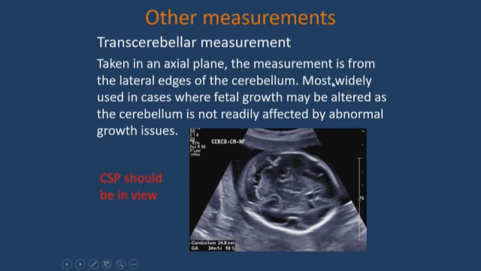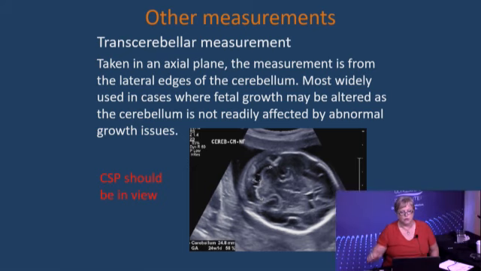So other measurements that we look at is the transcerebellar measurement. So this is from your biparietal diameter. Now you're just tilting the transducer towards the posterior fossa of the baby. So it's not much of a movement, it's just a little tilt of your transducer. So it's again taken in the axial plane. We want to look from the lateral edges of the cerebellum here. And this is going to correlate pretty much with gestational age up until about 24 weeks. The cerebellum in millimeters will correlate to what your gestational age is.